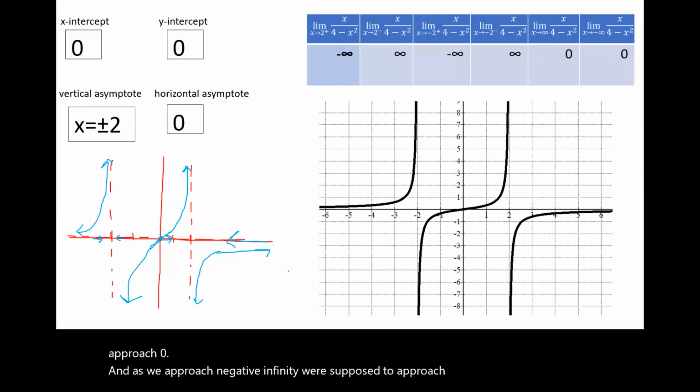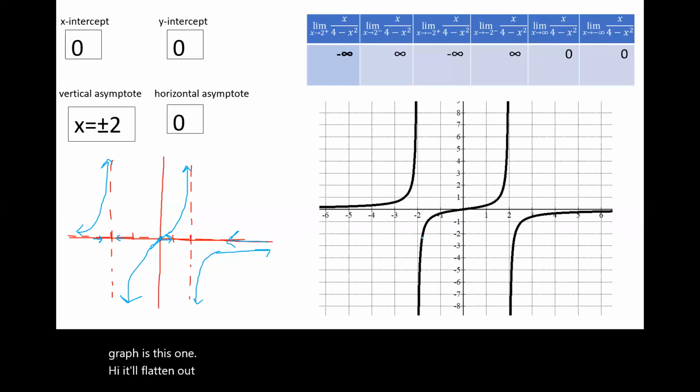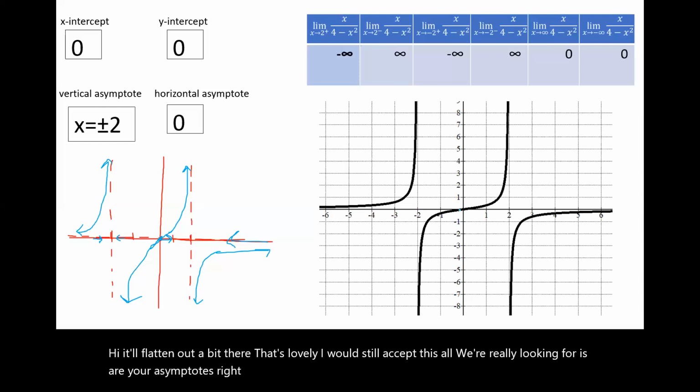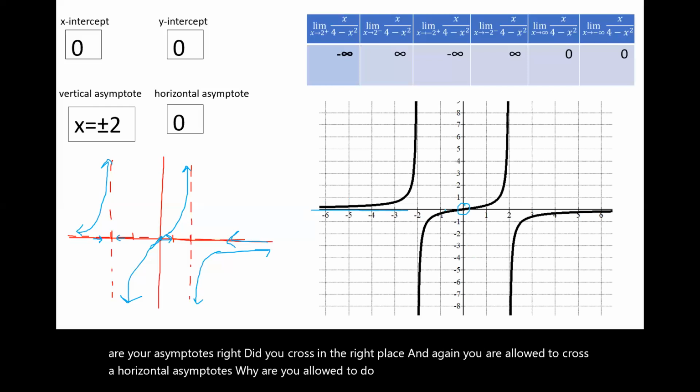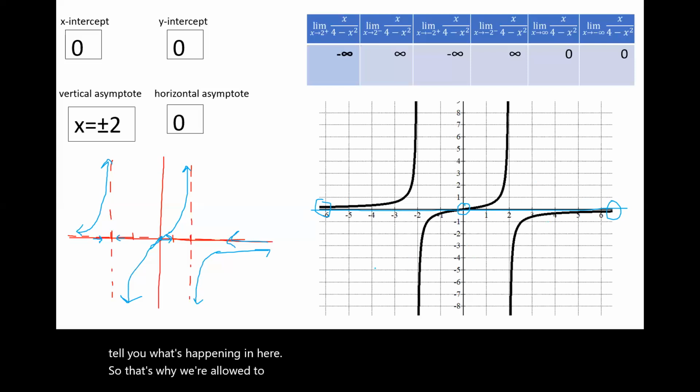Much better looking graph is this one. It'll flatten out a bit there. That's lovely. I would still accept this. All we're really looking for is, are your asymptotes right? Did you cross in the right place? And again, you are allowed to cross a horizontal asymptote. Why are you allowed to do that? The asymptote tells you what the graph is doing when x goes close to infinity and close to negative infinity. It doesn't tell you what's happening in here. So that's why we're allowed to cross horizontal asymptotes.